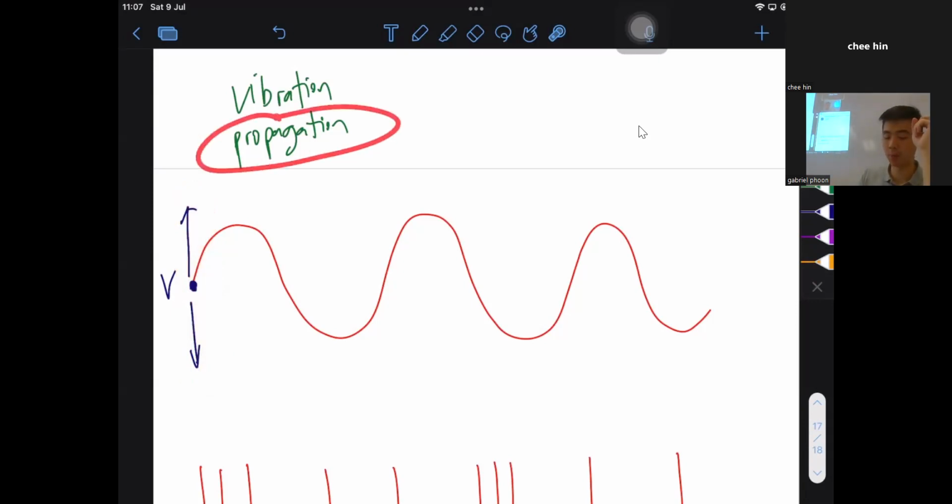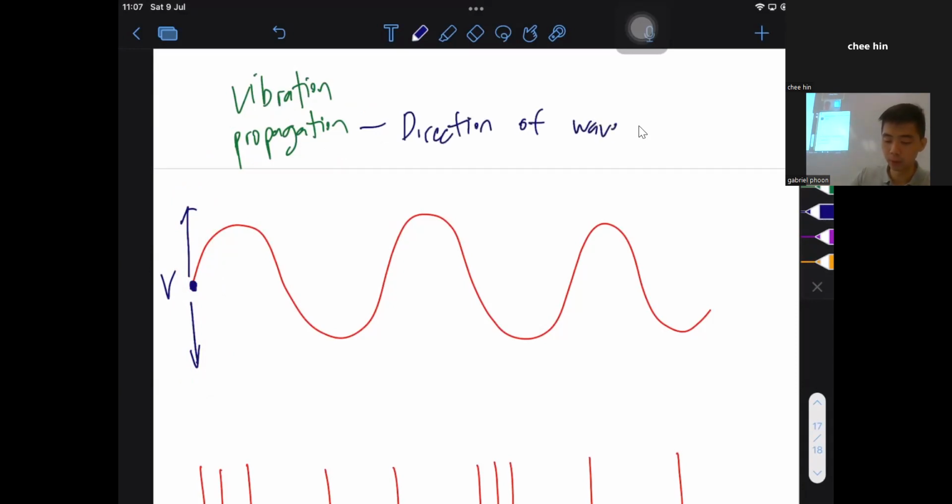So how does propagation play a role here, guys? By definition, propagation is just a fancy term to say that it is the direction of wave travel. In your exam, if you cannot remember the word propagation, you could state that it is the direction the wave is traveling in, right? So in this particular wave, the propagation is towards the right.